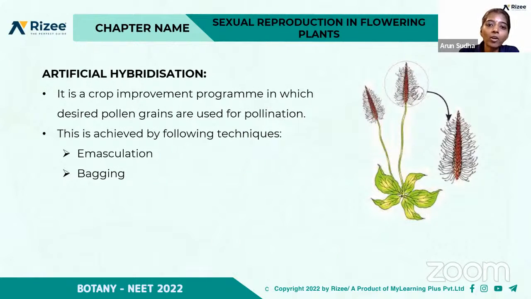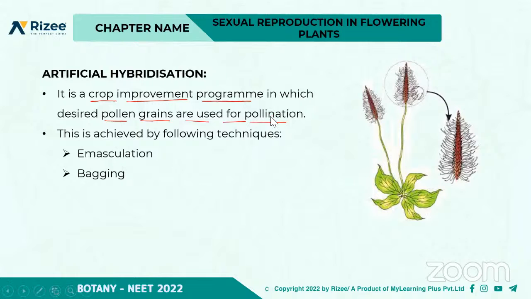So what do we mean by artificial hybridization? It is a crop improvement program. Whatever features we want the plant to have, we can make it happen, right? So that is artificial hybridization. It is a crop improvement program in which desired pollen grains are used for pollination. So this is achieved by the following techniques.